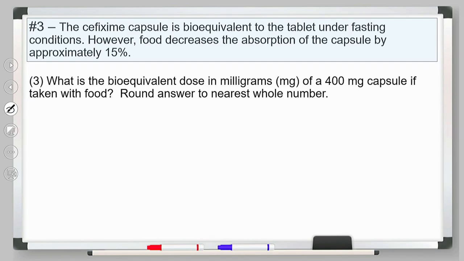However, if somebody were to take this capsule after a meal, the food decreases the absorption by approximately 15%. So what is a bioequivalent dose in milligrams of this 400 milligram capsule if taken with food? Well, what is food going to change? Food is going to change its bioequivalent factor and reduce it by 15%.